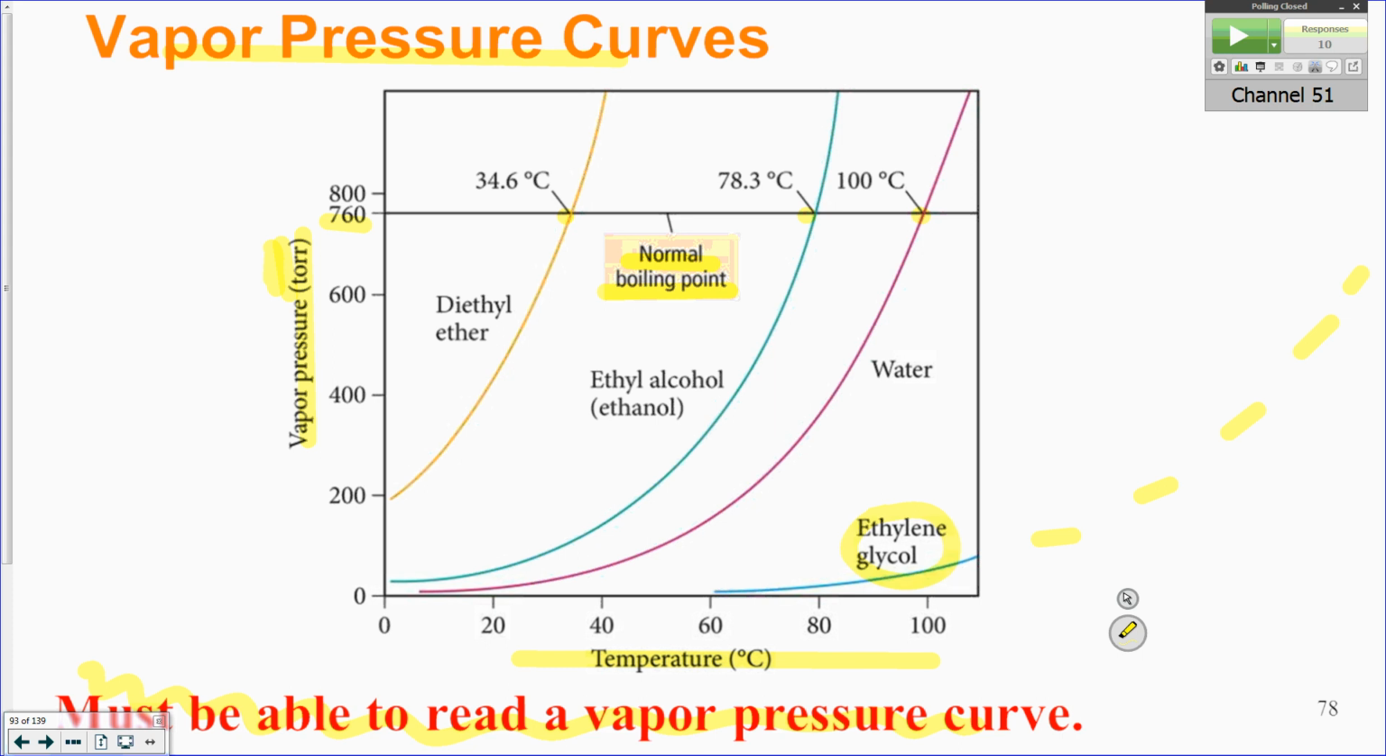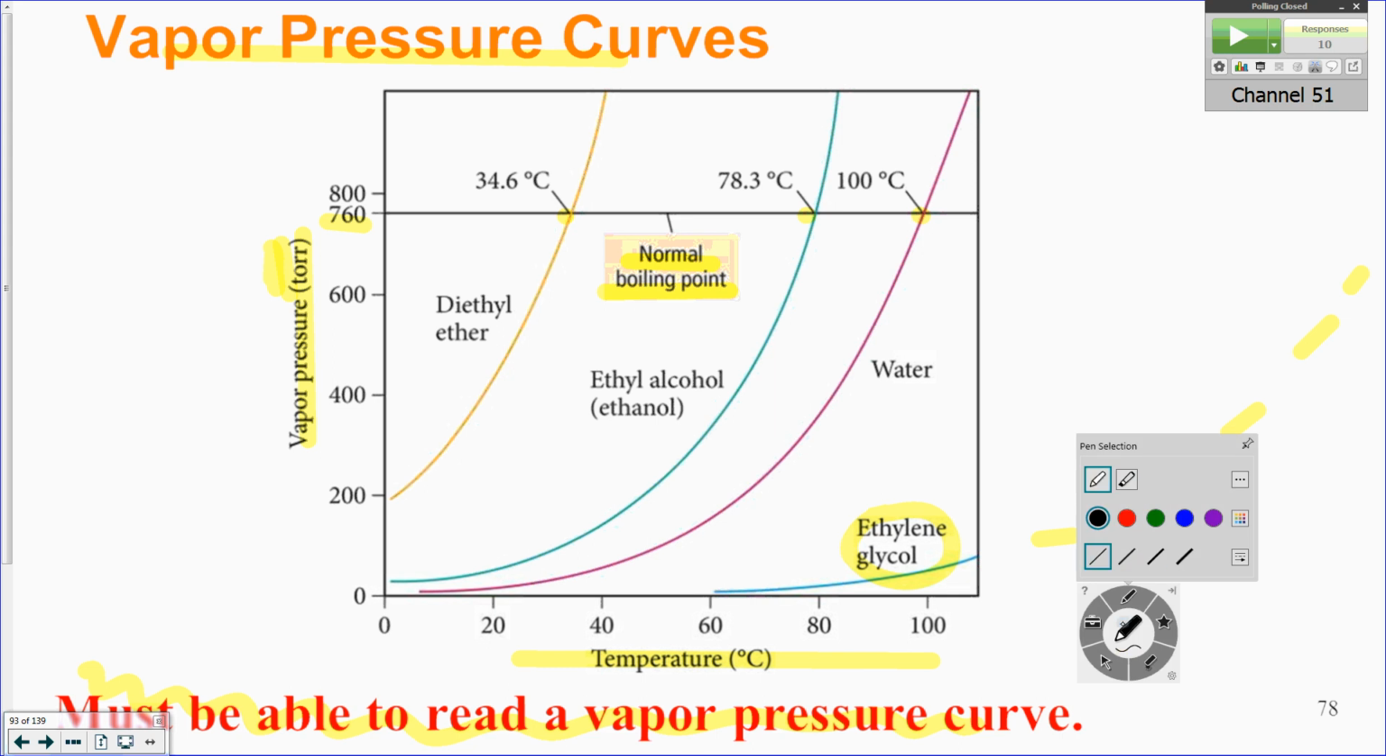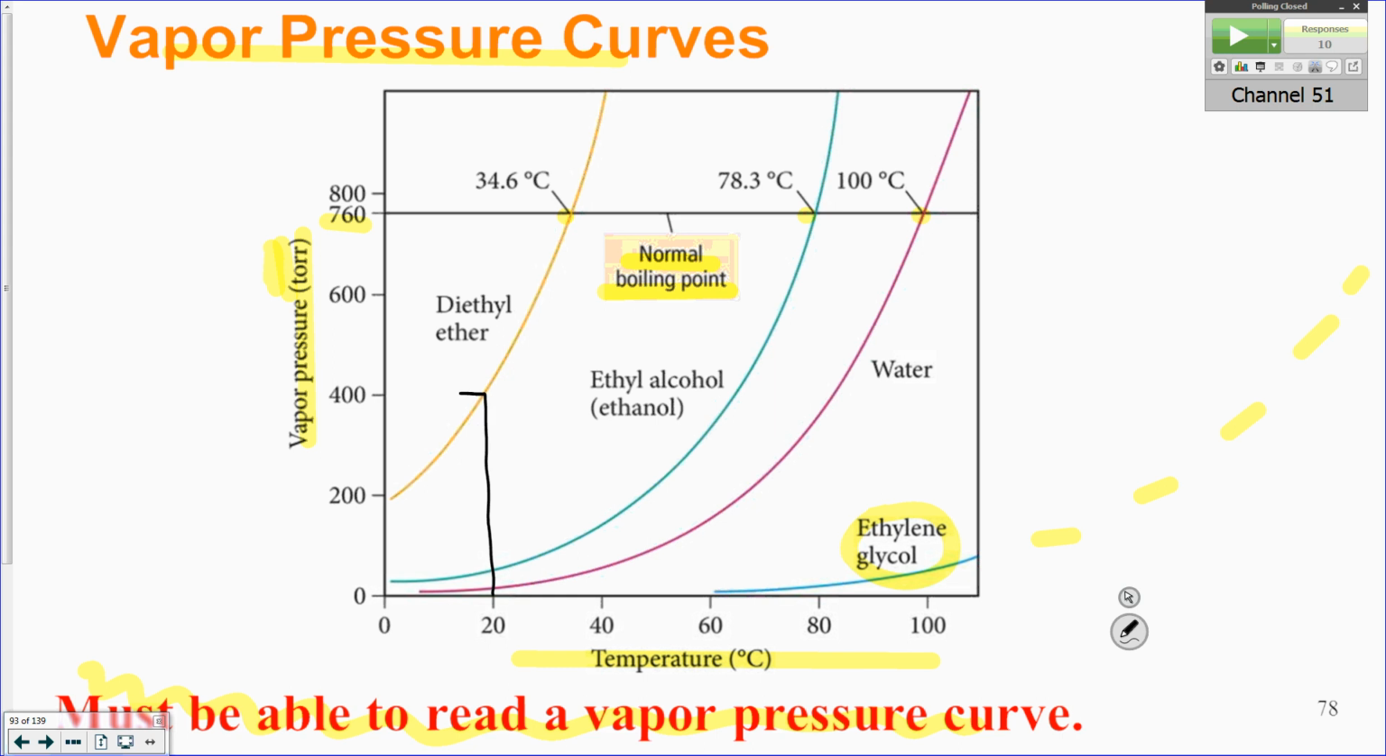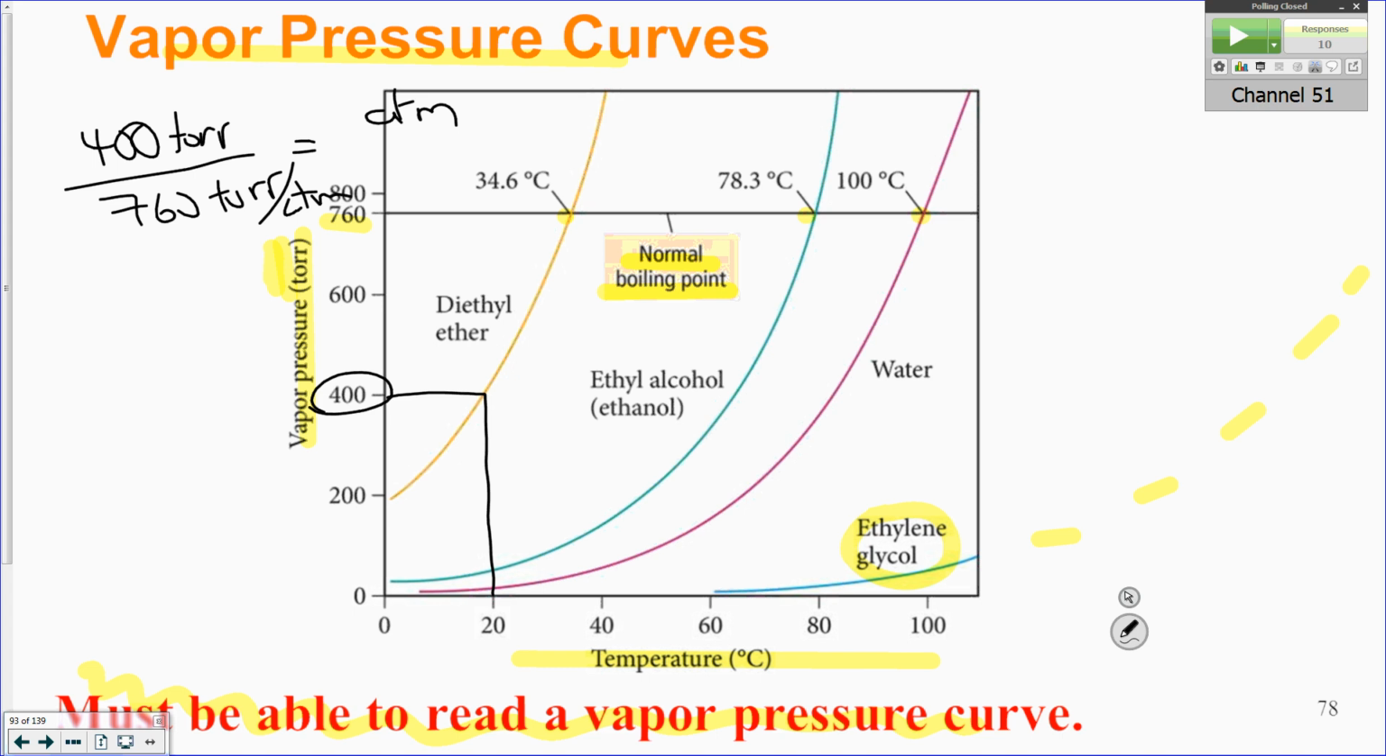If I wanted to know what is the vapor pressure of diethyl ether at 20 degrees, I would simply go to 20 degrees, go up to the line and go over, and it's closest to about 400 millimeters of mercury. If I needed to know what it was in atmospheres, I could take 400 torr and divide it by 760 torr per atmosphere, and I could find out what that number is in atmospheres. So I can convert it to different units of pressure if I need to.